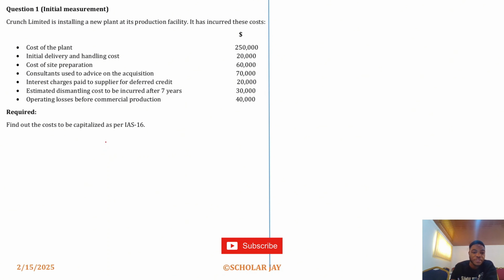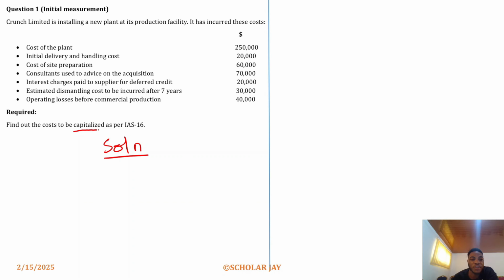Now, I want to explain this thing before we even focus on solving the questions. When it's about capitalization, you see, there are a lot of times that people see this in books and then they don't even understand. But when you talk about capitalization, it is basically talking about the cost that should be shown in the statement of financial position, right? In the financial position, the balance sheet.